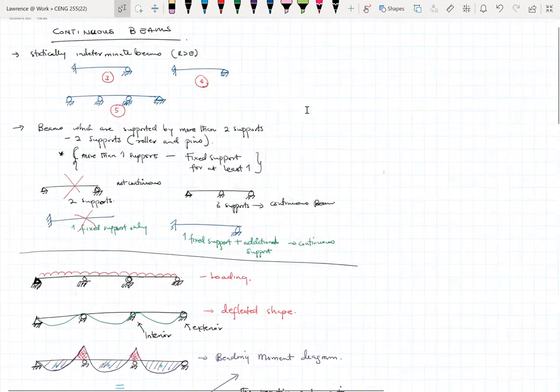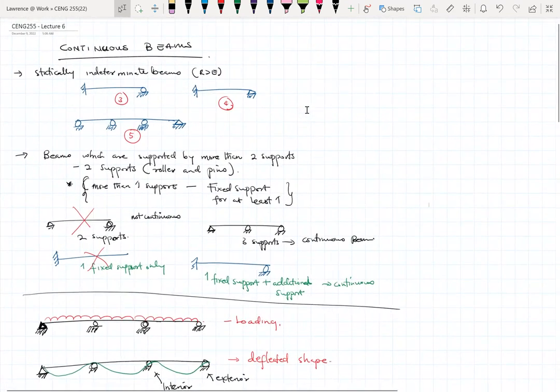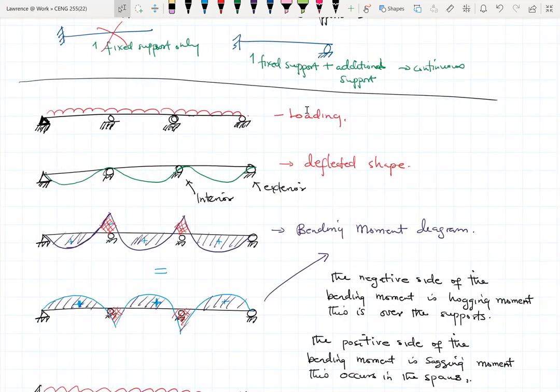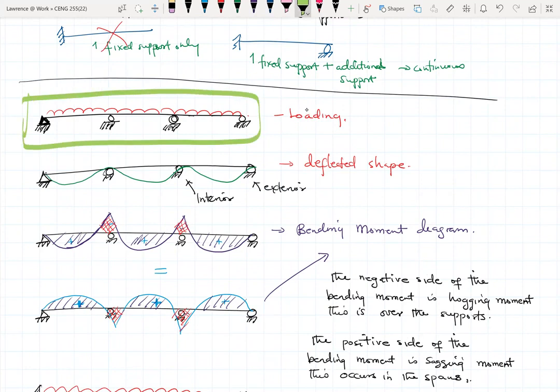continuous beams. So we tried to understand what continuous beams were. We went through comparing what we meant by statically indeterminate beams, which is typically an external indeterminacy. So we looked at statically indeterminate beams and then explained what continuous beams are. So we took a typical continuous beam. All right. So we have this continuous beam right here, which has 4 supports.